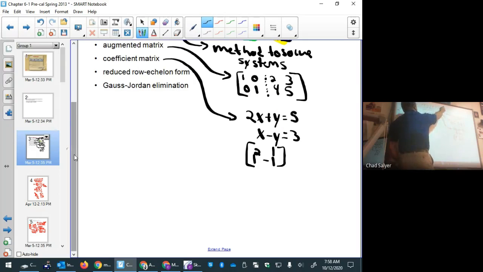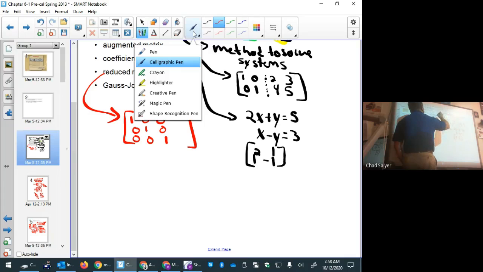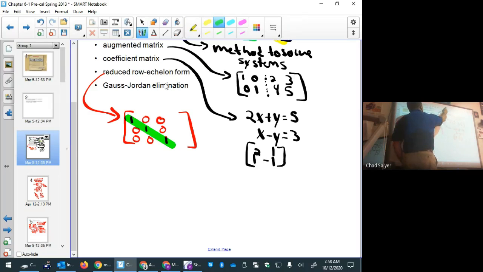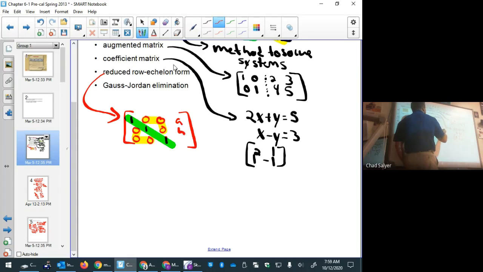reduced row echelon form. This is a little bit of a different animal than REF. In reduced row echelon form, you've got ones on the main diagonal, zeros everywhere else. But it's important to note that there could be elements out here. So it could have elements out there, but the main diagonal and the elements above and below are ones and zeros respectively.